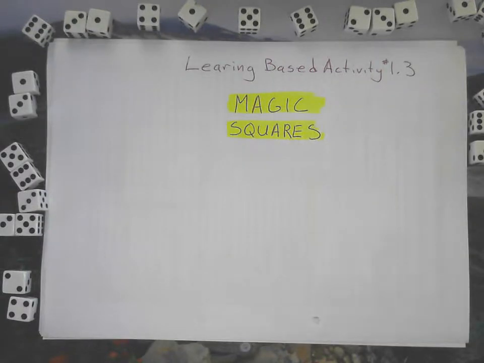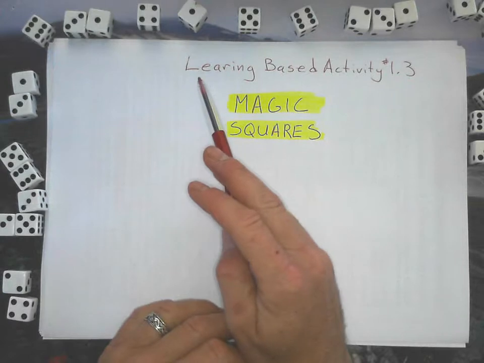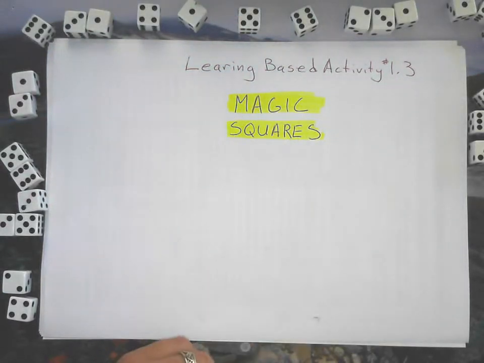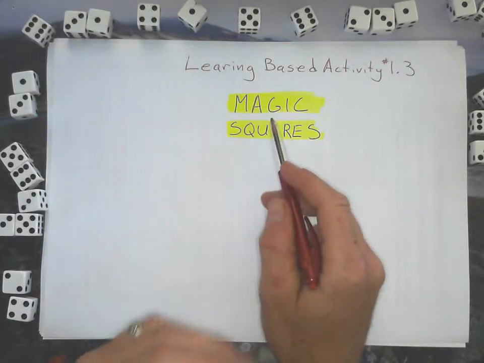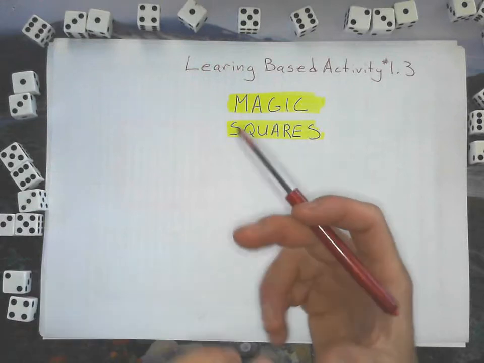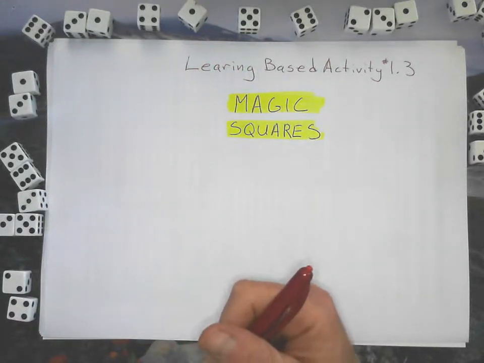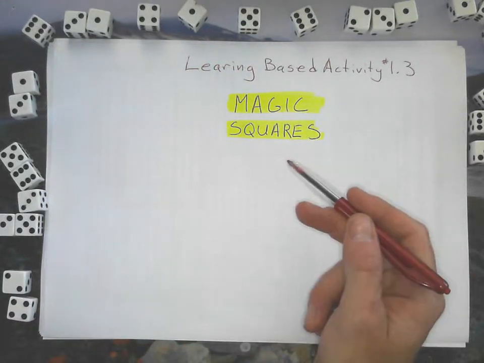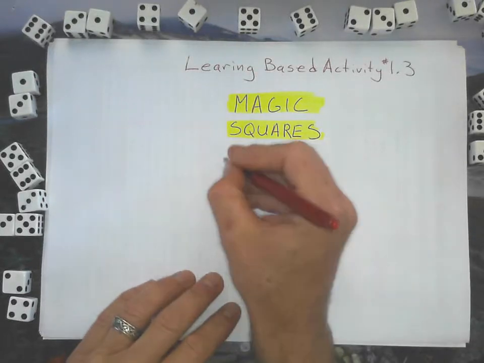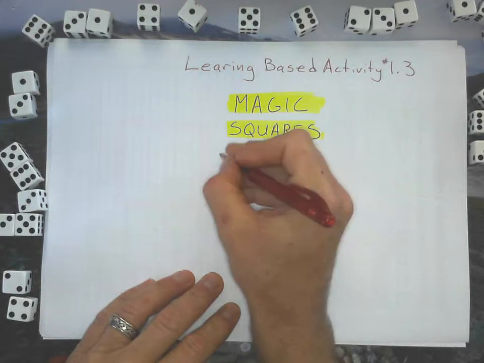Okay, so welcome back. Today we're going to look at Learning-Based Activity 1.3 with my fabulous Year 9 class. And we're going to look at how to make magic squares that are an odd-by-odd magic square. So, for example, 3 by 3 or 5 by 5 or 7 by 7. And we'll start with the 3 by 3 magic square.